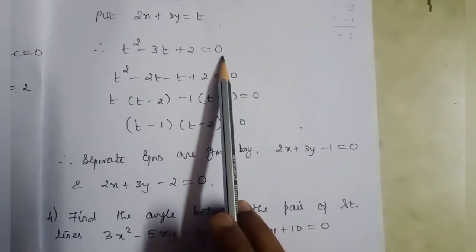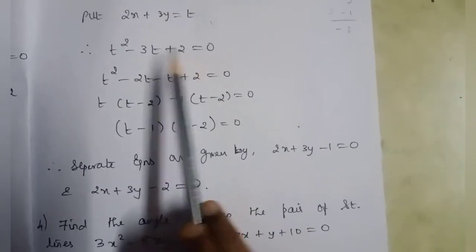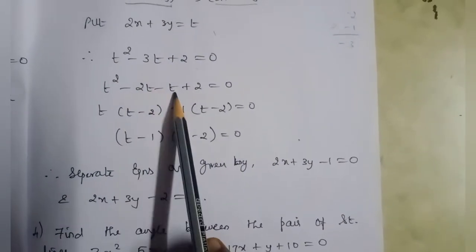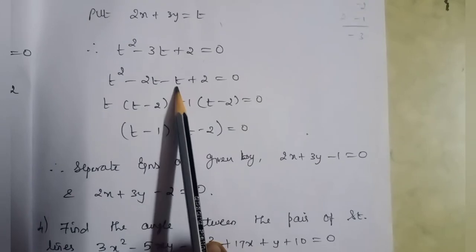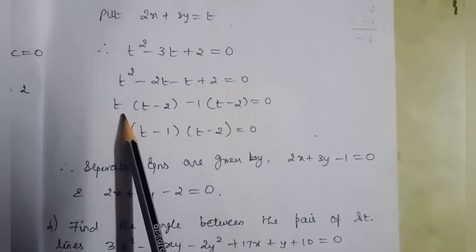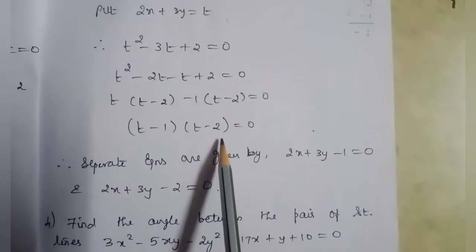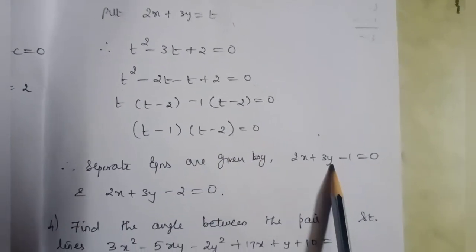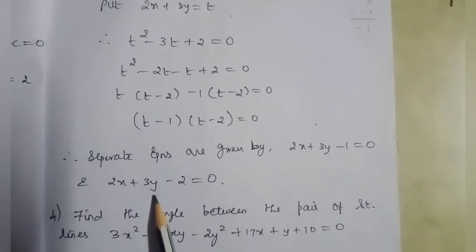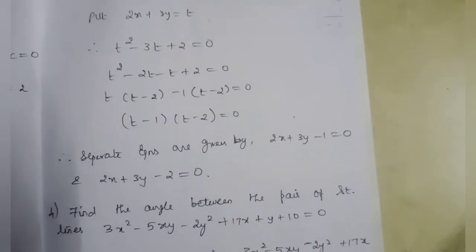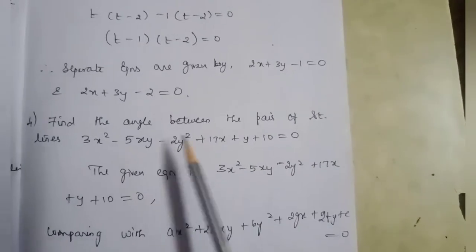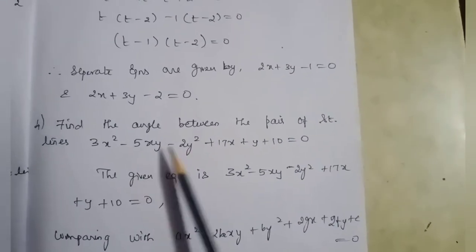Now it is very simple for me to find the factors here. The product will be 2 and the sum will be minus 3, which is minus 2 minus 1. So t square minus 2t minus t plus 2 equal to 0. So I am getting the factors to be t minus 1, t minus 2 equal to 0. So the factors are 2x plus 3y minus 1 equal to 0 and 2x plus 3y minus 2 equal to 0. This is the set of separate equations.